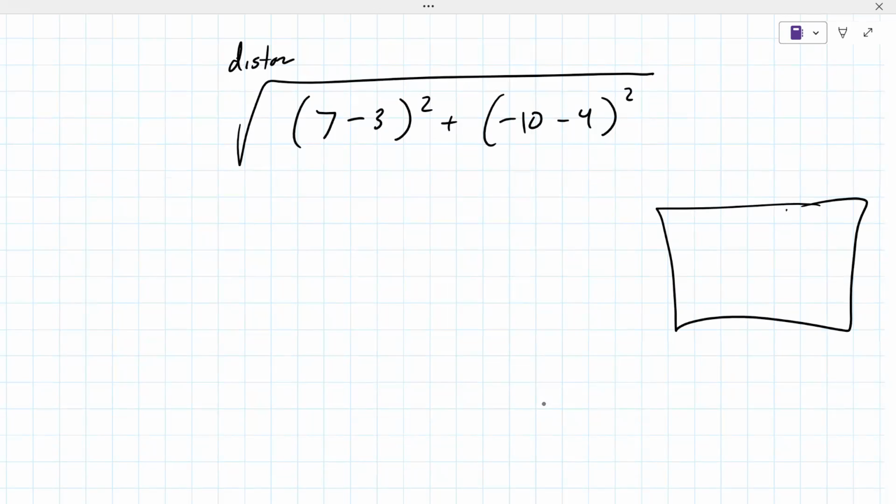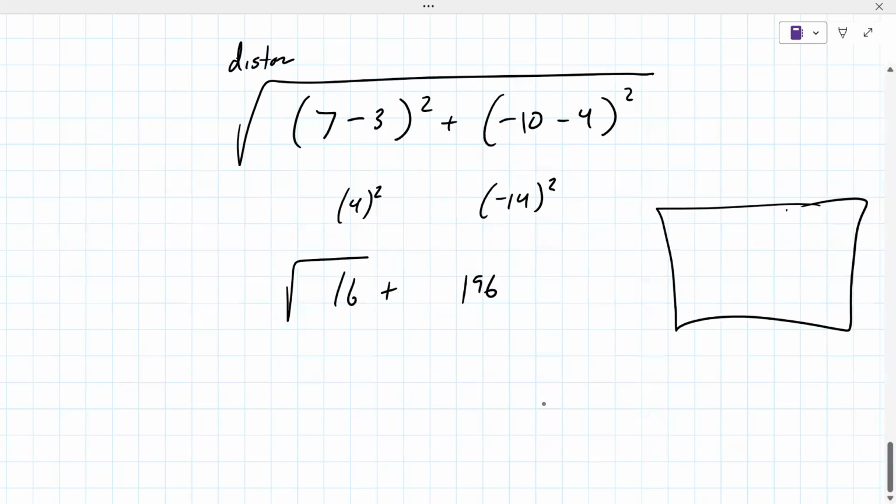Is it the square root of 212? Yeah, this is like 4 squared, which is 16. This is minus 14 squared, which is 196.